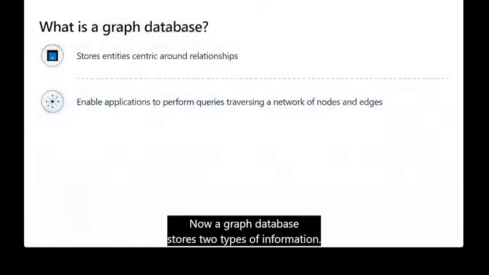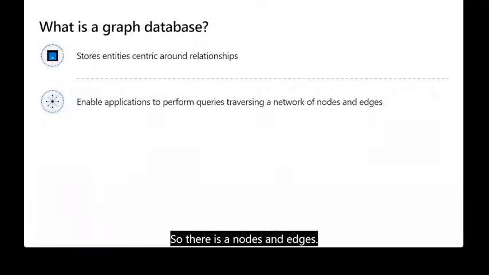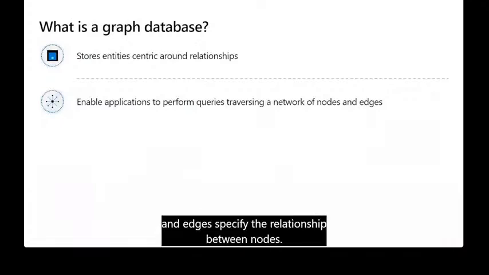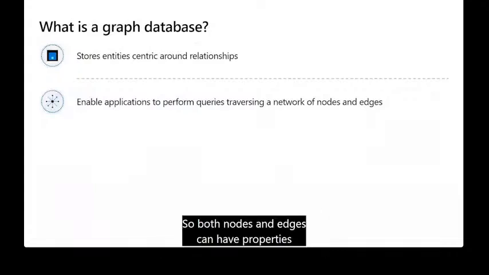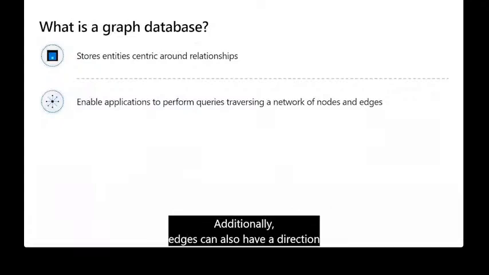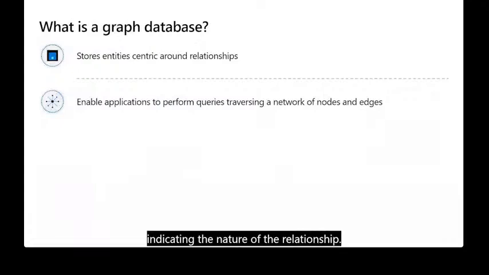Now, a graph database stores two types of information. So there are nodes and edges. Nodes you can think of as an instance of an entity, and edges specify the relationship between nodes. Both nodes and edges can have properties that are used to describe the relationship between one another. Additionally, edges can also have a direction indicating the nature of the relationship.